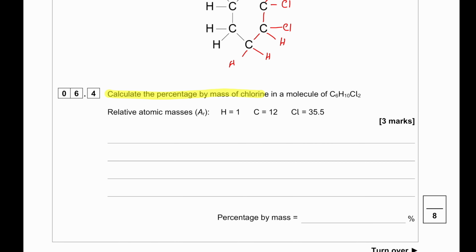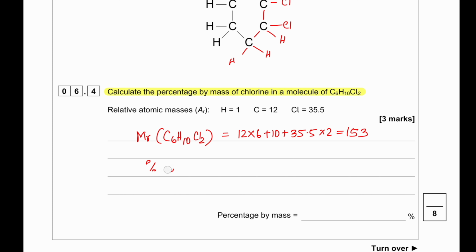Calculate the percentage by mass of chlorine in a molecule of C6H10Cl2. So first of all, we're going to find out the Mr of C6H10Cl2, which is going to be 153. Then we are going to find out the percentage of chlorine, which equals 71 divided by 153 times 100. So in the total molecule, chlorine has a percentage mass of 46.4.